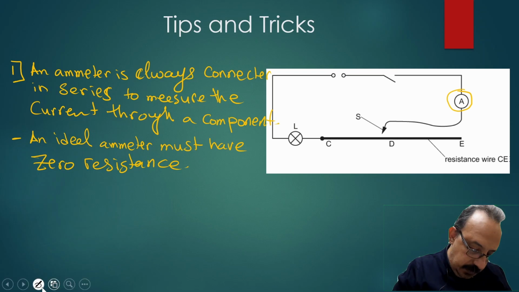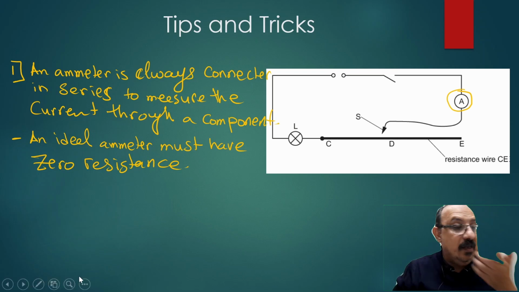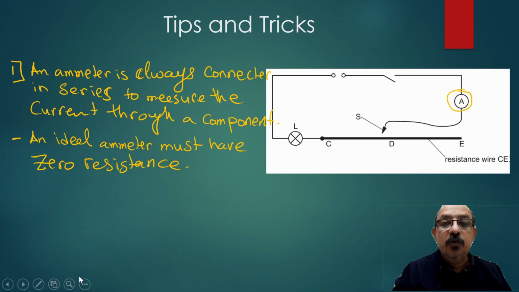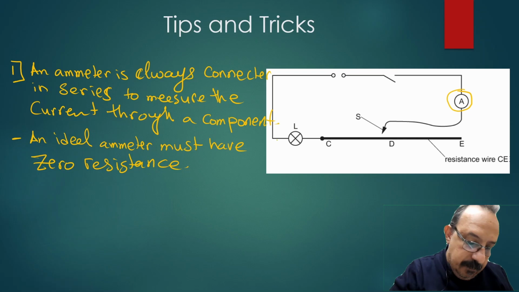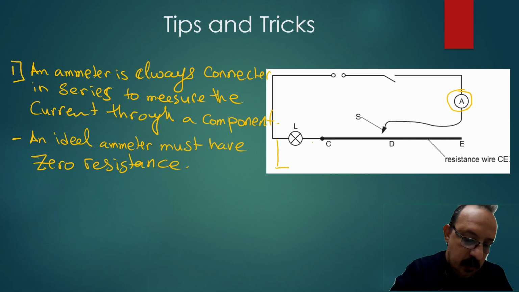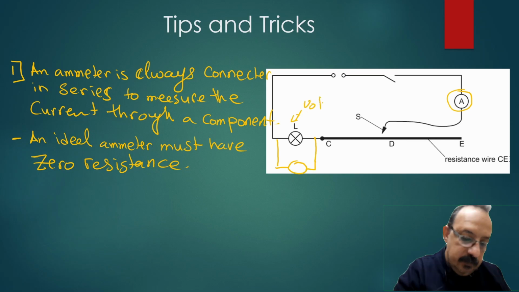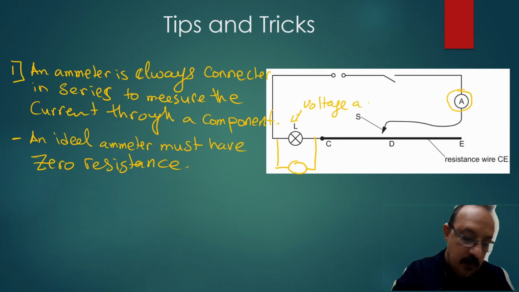What about the voltmeter? How do we connect the voltmeter? Voltmeters are always connected in parallel with the component. So if we are asked to calculate the voltage across the component L, then we have to connect the voltmeter this way, in parallel.